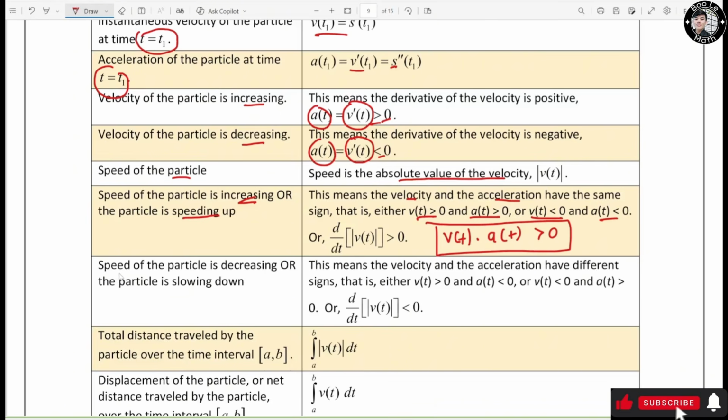Now, the speed of the particle is decreasing, or the particle is slowing down, if the velocity and acceleration have the opposite sign. In other words, v of t times a of t is less than 0. So you need to know the difference between the velocity of the particle increasing and the speed of the particle increasing. They are completely different, right?